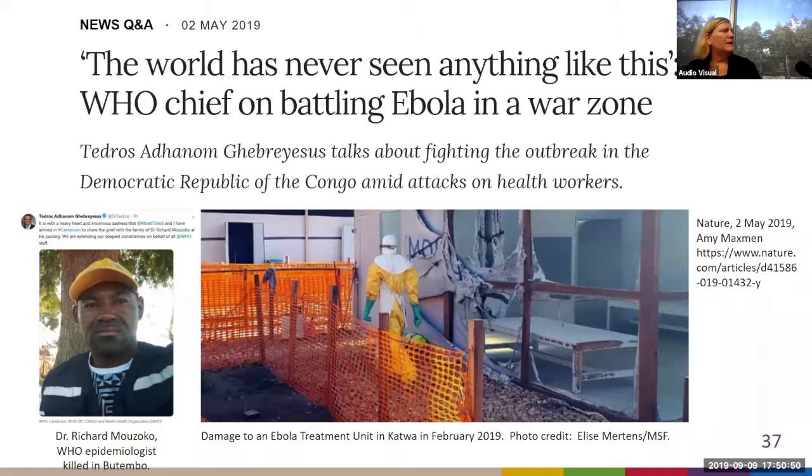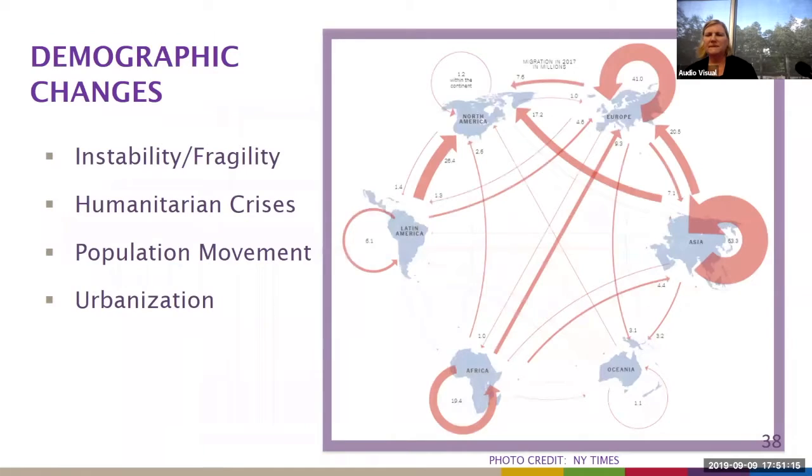We know what can happen, and the importance of really addressing security for the people responding is critical. We've also seen the burning of treatment centers, Médecins Sans Frontières. We've also seen days where communities have shut down and stopped people from moving. People are not allowed to go do contact tracing, and again, the spread continues.